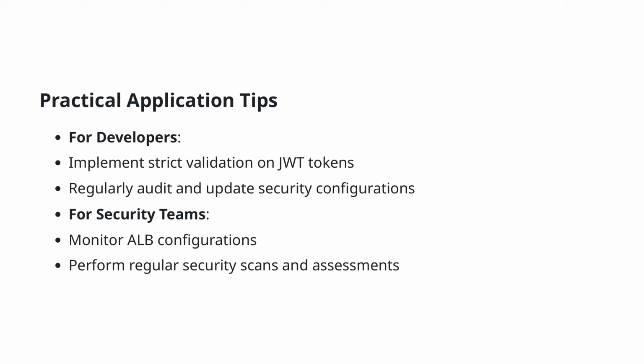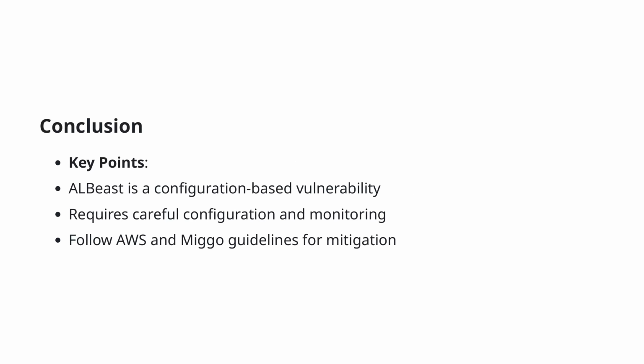These steps will fortify your applications against common security issues while adhering to the shared responsibility model, where both you and AWS play integral roles in securing the environment. In conclusion, ALBeast is a configuration-based vulnerability, which underscores the importance of careful configuration and continuous monitoring. To mitigate the risks associated with ALBeast, it's essential to follow the guidelines provided by both AWS and MIGO. These steps will help you build a more secure environment and protect against potential threats.